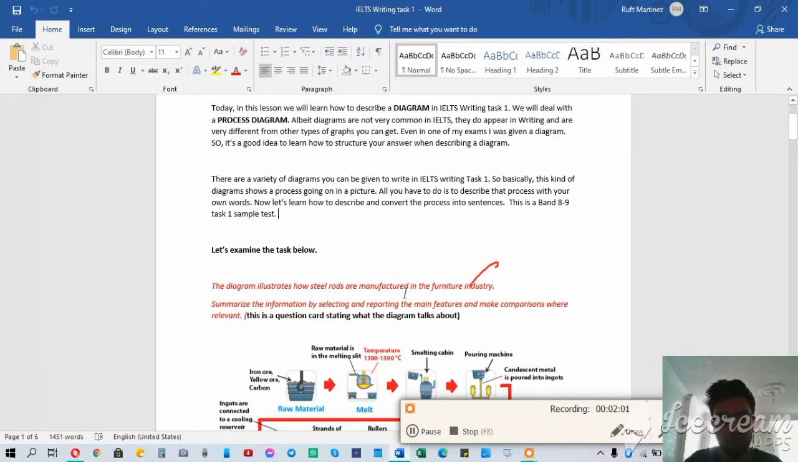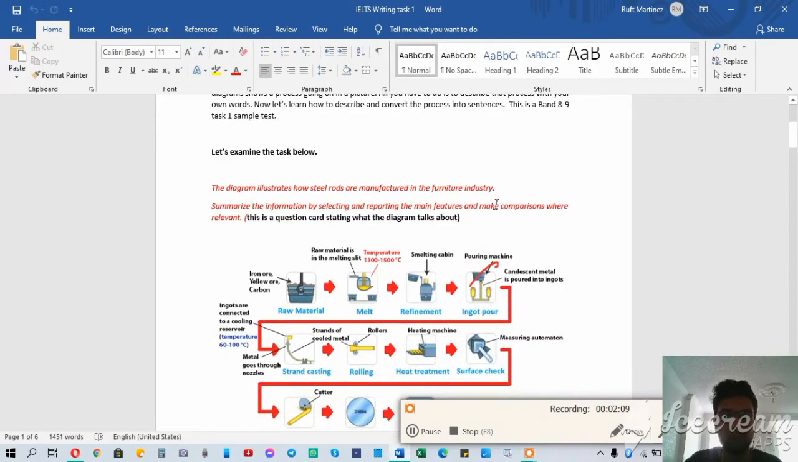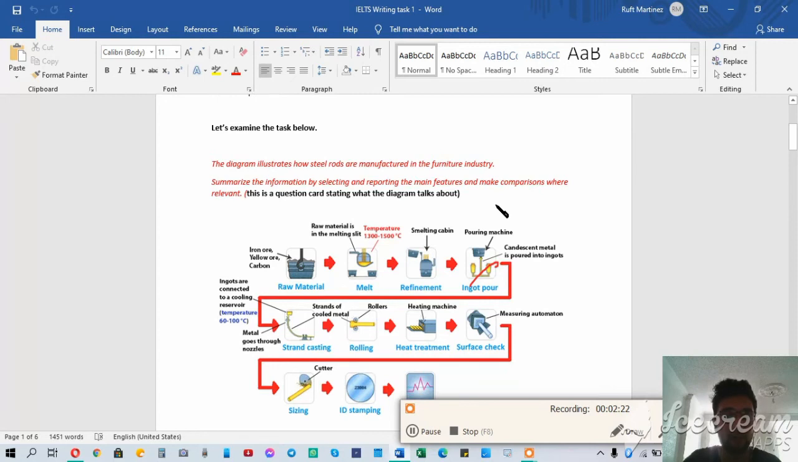As I said before, sorry for this line here, this is a band 8 or 9 Task 1 sample test. Before you start any sort of diagram test, you have to examine the question card and the diagram itself. Here we have a question card, and it's about what the diagram shows. Let's read the question card.